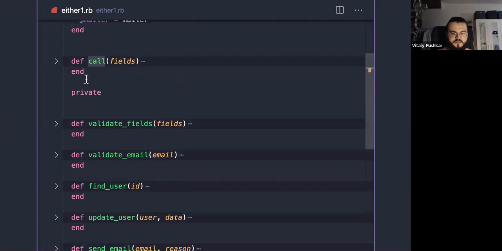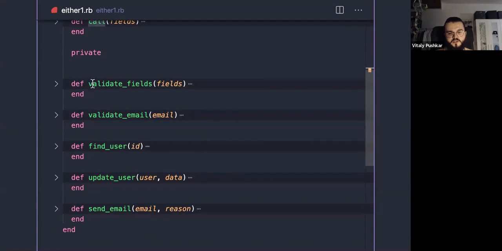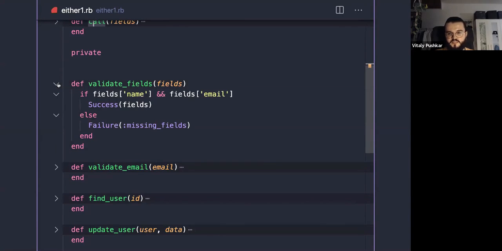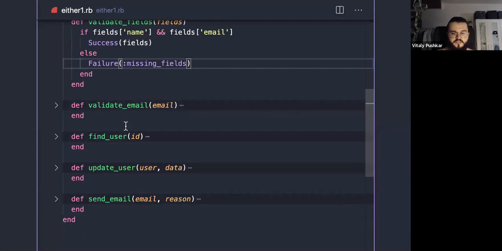I will show you the call method body in a second, but what it basically does is call methods validate fields, validate email, find user in the database, update user, and send email in a sequence. And each of these methods uses the result monad. So if the result of the method is successful, it wraps it in the success. If it's not successful, it wraps it in failure. And obviously for the failure here, I'm using just a symbol, but it can be anything, right?